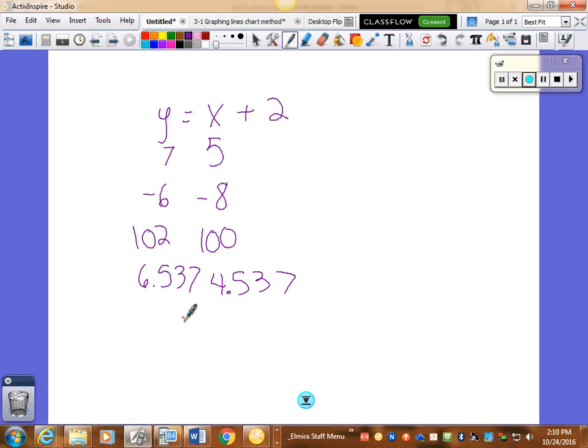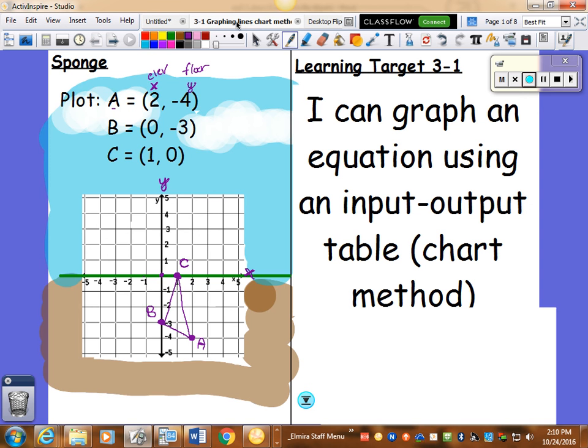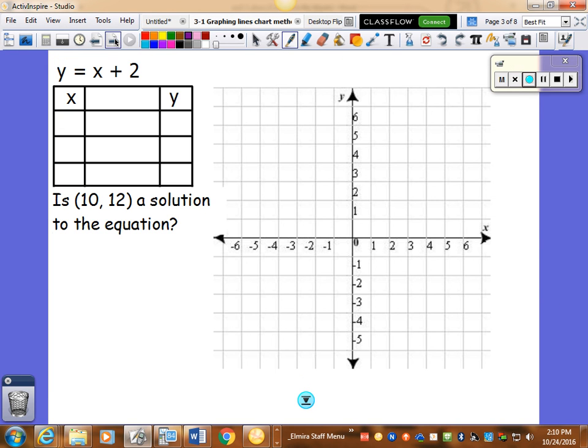So, if you've ever heard the phrase, a picture is worth 1,000 words, in math, we do it better. We make a picture that's worth an infinite number of solutions. Okay? So what we're going to do is make a picture of all the possible combinations of X and Y that will work in this equation.